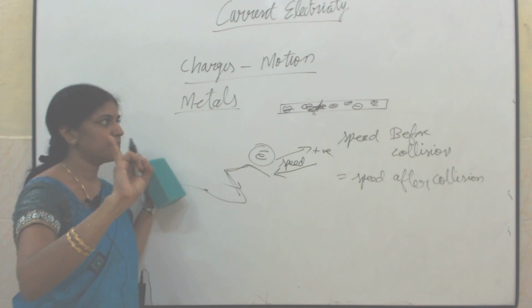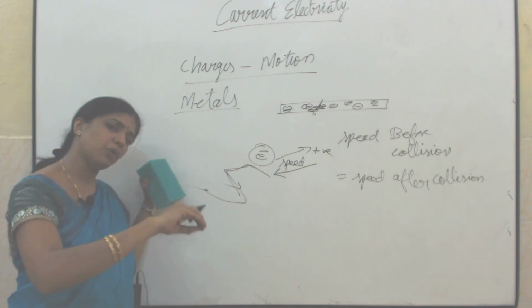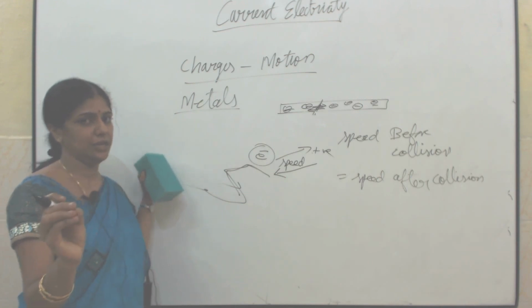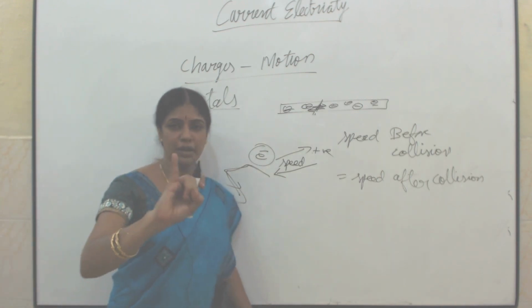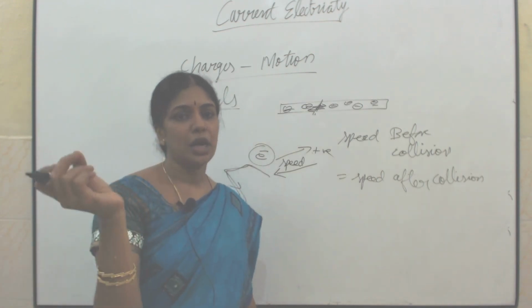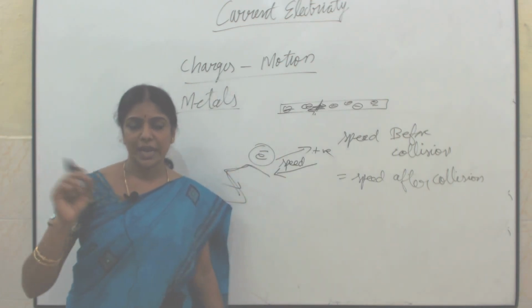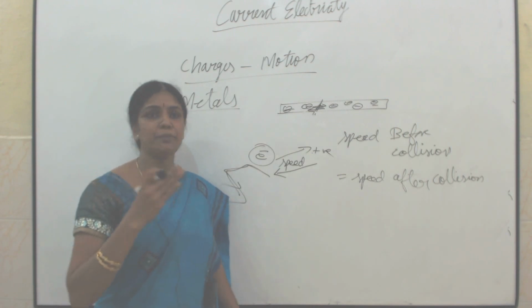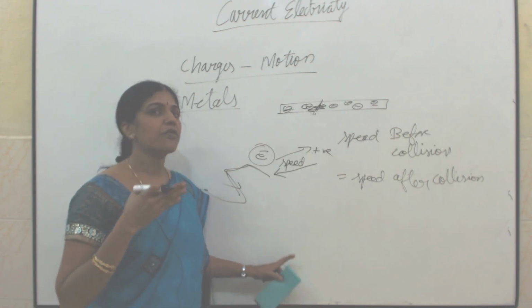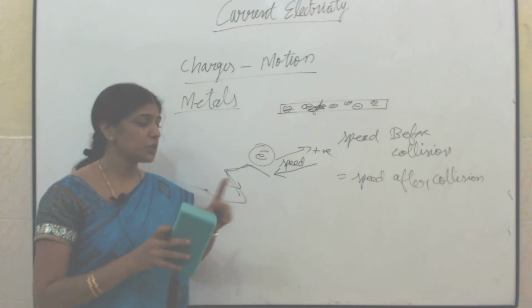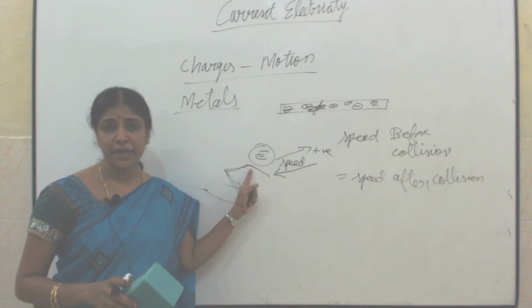Clear? So, first point: how are these electrons made to come out of the atom? By thermodynamic internal energy. By thermodynamic internal energy, these electrons are knocked out of the atom. These electrons will be moving in a random manner. They collide with the positive ions. The speed of collision before and after will be the same, but after collision they will be traveling in a random direction.